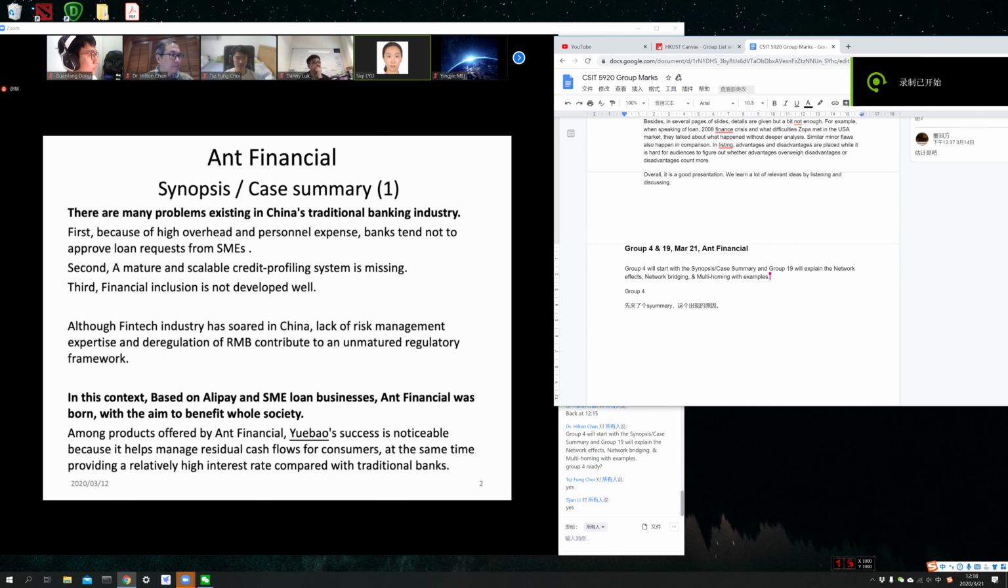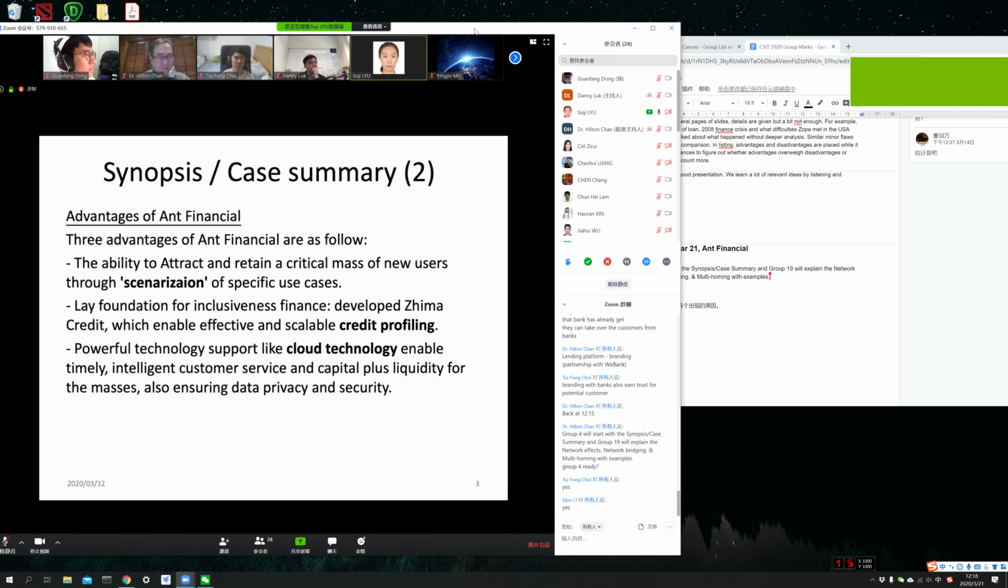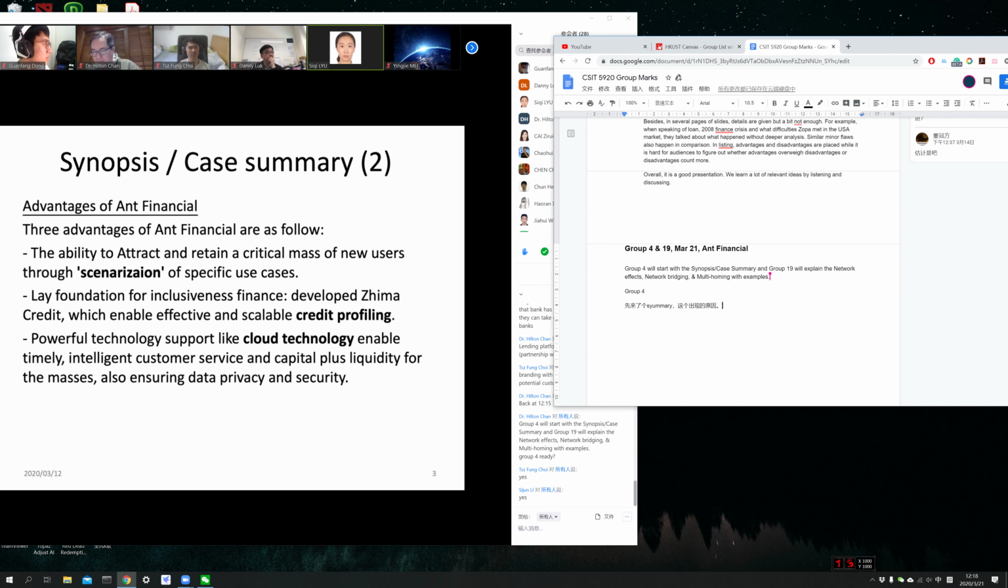The goal is to benefit the whole society. There are three major advantages. First, scenario-based prototyping, like the Double 11 online shopping event. Zhima Credit devised a credit rating system which helps the company realize credit equals wealth. And powerful technologies bring various benefits to the company. That is why they see themselves as tech fit instead of fintech.